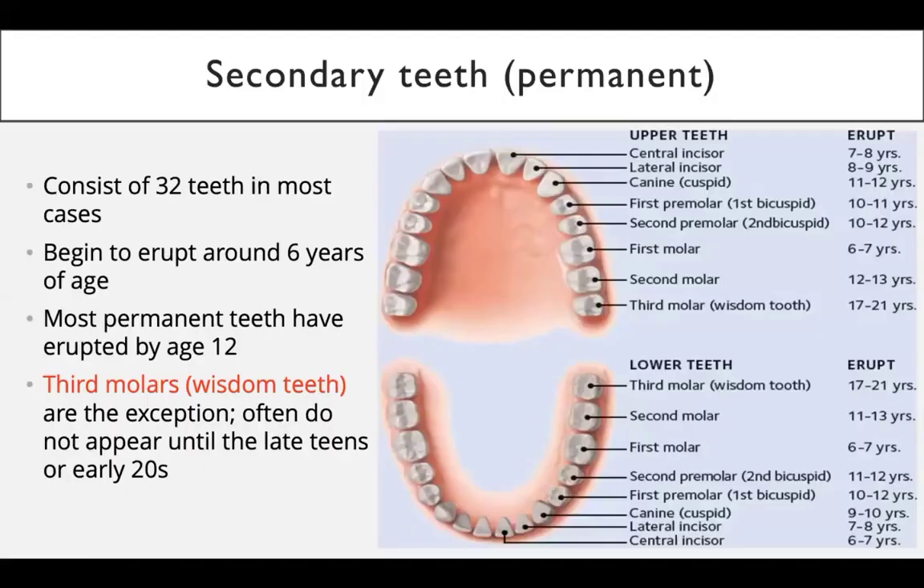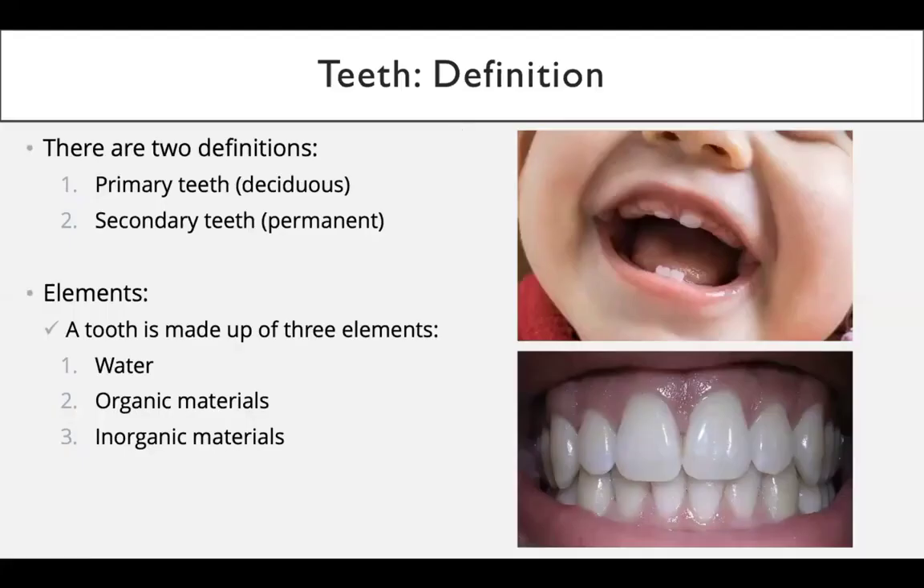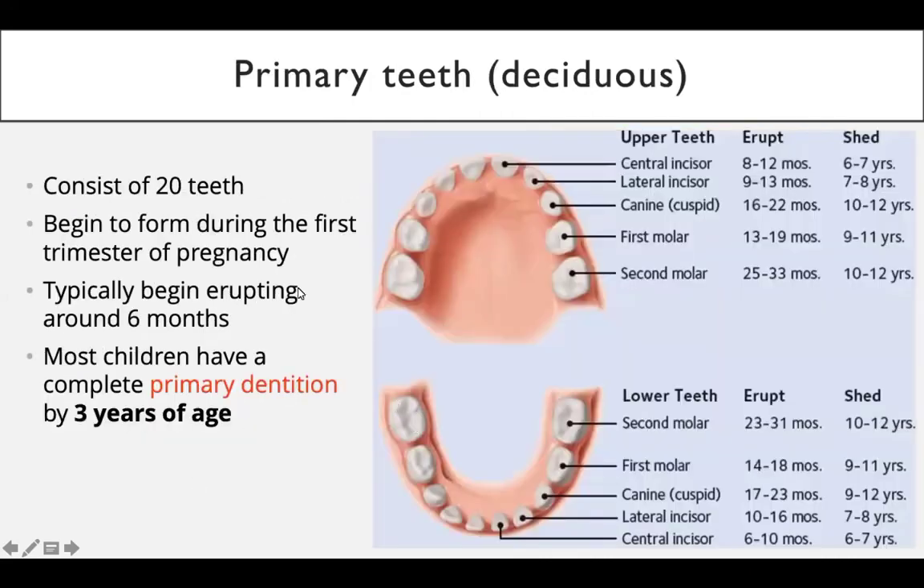Okay, so today we had anatomy of the palate, and so let's start dental anatomy. We already discussed the definition of the primary teeth, or deciduous teeth, or milk teeth, or baby teeth, the same name, and then secondary teeth are the permanent. And then a tooth is made of three elements: water, which we can't see, but everything is made up of water, organic materials, and inorganic materials. And then there were primary teeth, deciduous teeth, milk teeth, baby teeth. I'm repeating, so you know they are the same name.